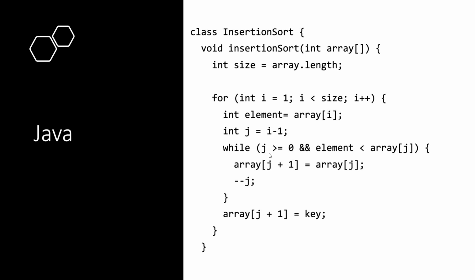because we need to compare the previous elements. And while j is greater than or equal to 0, to make sure that we don't run into negative indexes, and make sure that element is always less than array of j. We continue this loop until element is no longer less than array of j, and when it is greater we break the loop, come out, and then we give the value to array of j plus 1.